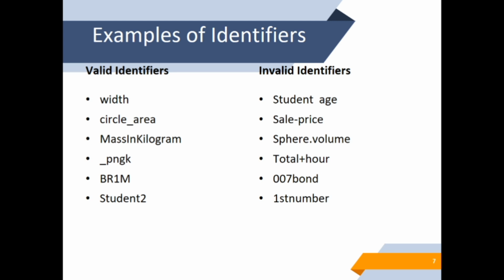Given here are examples of identifiers. The identifiers on your left are valid, while the identifiers on your right are invalid. We look at the invalid identifiers. The first one is invalid because of the space here. Number two, because of the minus sign. This is invalid because of the dot, the full stop there. This is invalid because of the plus sign. This is invalid because it starts with a number, and this is invalid because it starts with a number also.